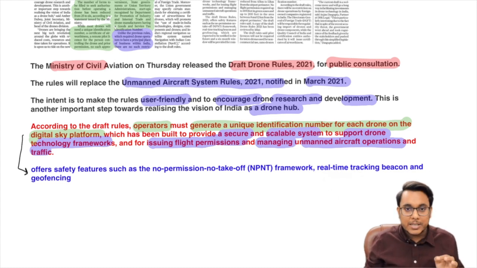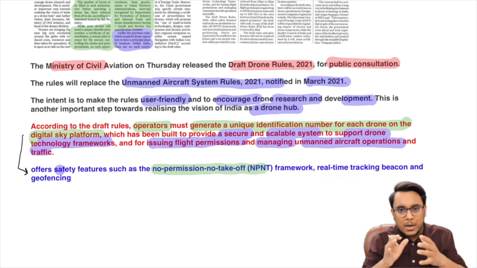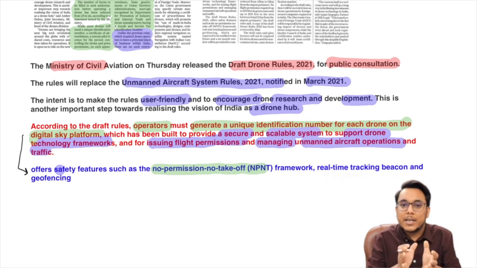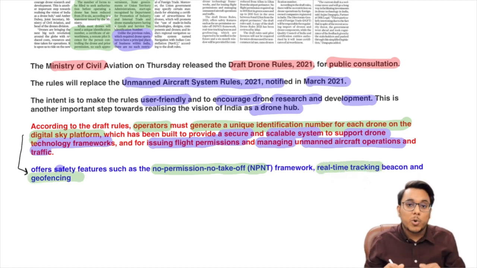Moreover guys, this Digital Sky platform also offers safety features for the drone. For example, it provides a no permission, no takeoff regime. Until and unless permission is given, the drones cannot fly. So collisions between drones, etc., will not happen. Then guys, real-time tracking will be there. Then geo-fencing of the drones will be taken up. So this is a good thing. That is the Digital Sky platform which is being taken up.